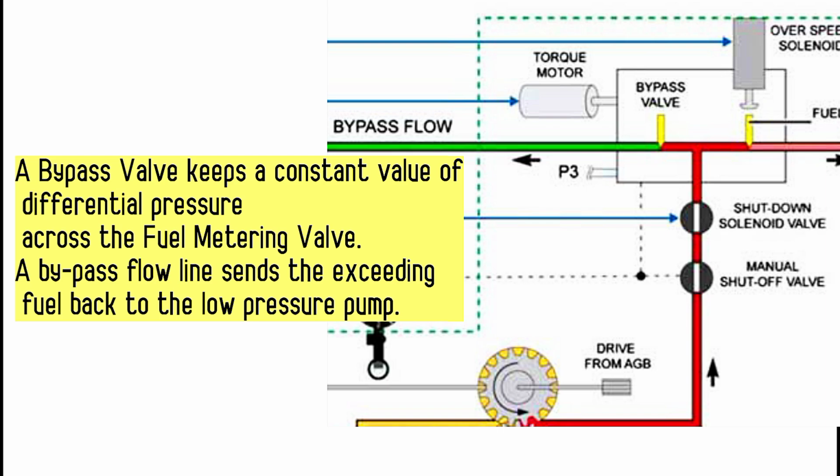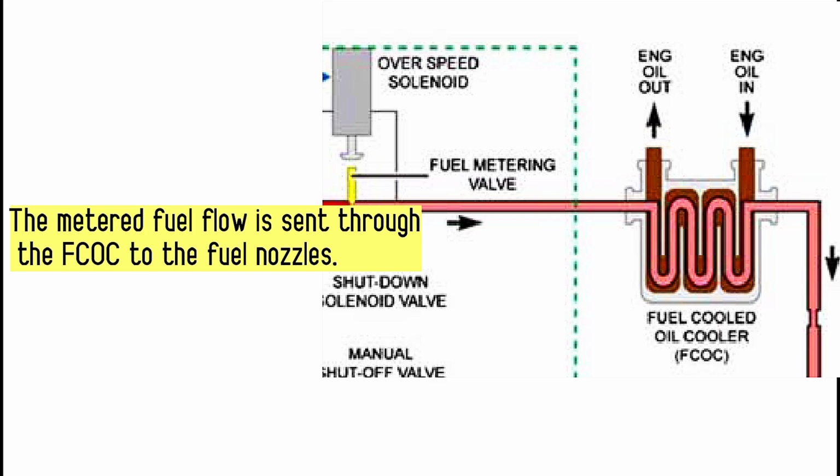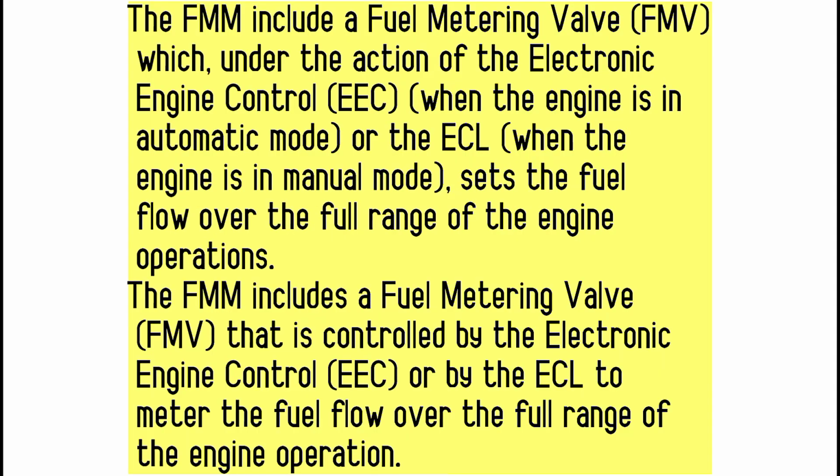A bypass valve keeps a constant differential pressure across the fuel metering valve. A bypass flow line sends the excess fuel back to the low pressure pump. The metered fuel flow is sent through the FCOC to the fuel nozzles. The FMM includes a fuel metering valve, FMV, which, under the action of the electronic engine control, EEC, when the engine is in automatic mode, or the ECL when the engine is in manual mode, sets the fuel flow over the full range of the engine operations.